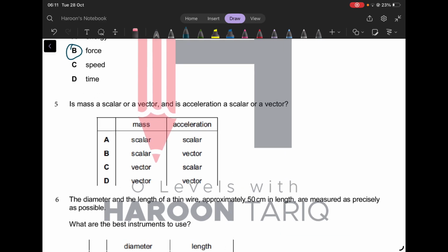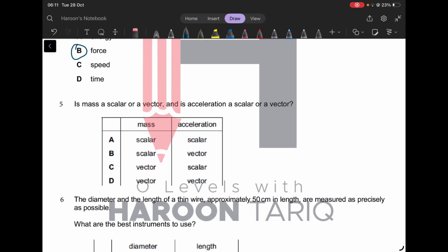Question number 5. Is mass a scalar or a vector quantity, and is acceleration a scalar or vector quantity? Mass is a scalar quantity. So we are looking for scalar, either A or B is the correct answer in terms of mass. So C and D is already out. Acceleration, this is a vector quantity. So the correct answer has to be B.